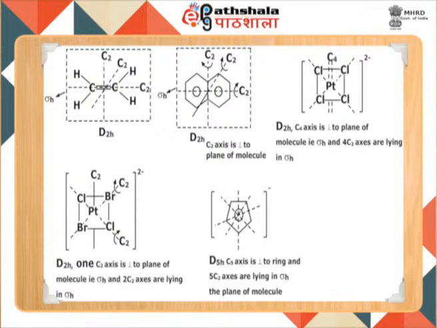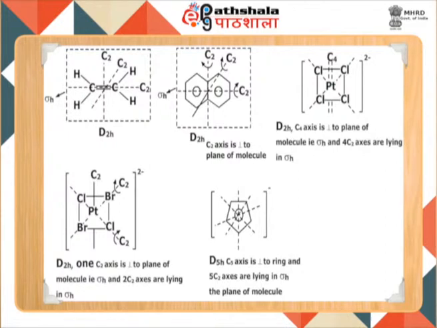So, this molecule has this C2 axis, and then there are n C2 axes perpendicular to this, and this is the plane of the molecule. So, this molecule goes to the D2h point group. Like this, you can take up any other molecule, PtCl4 square planar molecule, you can find out it belongs to the D4h group.